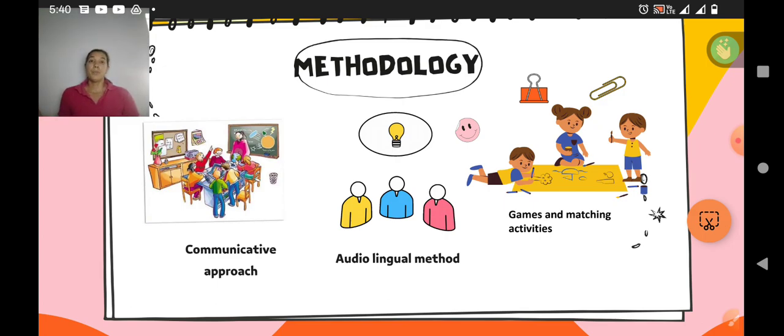And I use the audiolingual method. The objective of the audiolingual method is accurate pronunciation and grammar, the ability to respond quickly and accurately in speech situations, and knowledge of sufficient vocabulary to use with grammar patterns.